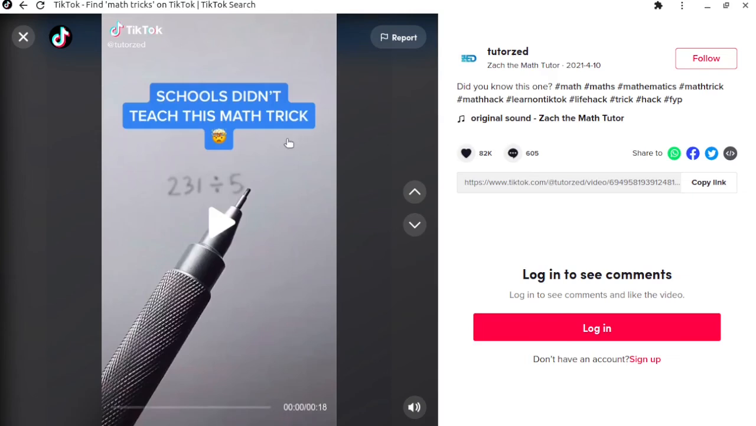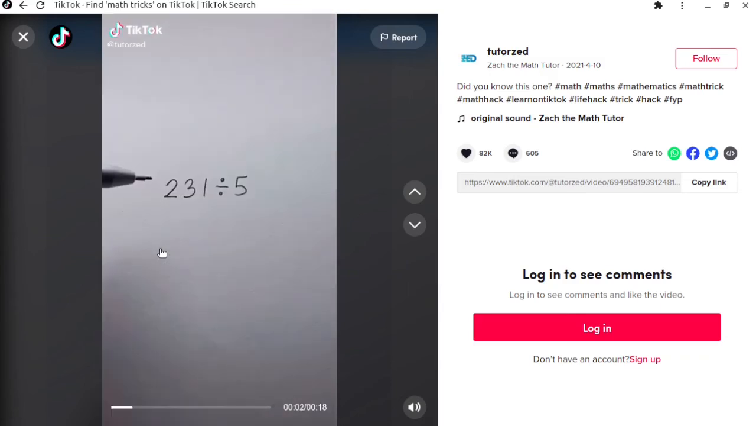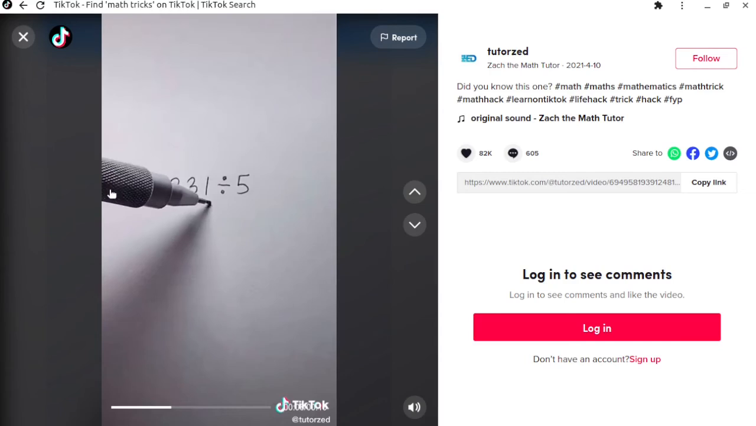This one's the last one I've selected, TikTok number 7. I think he's trying to do 231 divided by 5. This one's from tutor Z. Schools did not teach you this trick. So whenever you're trying to divide a number by 5, all you need to do is multiply the number you're dividing by 5 by 2.